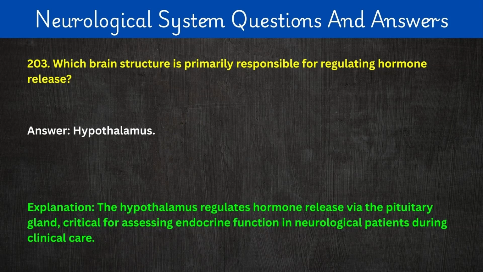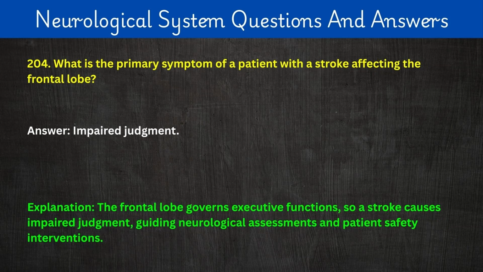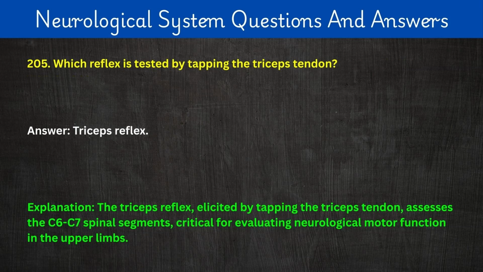204. What is the primary symptom of a patient with a stroke affecting the frontal lobe? Answer: impaired judgment. Explanation: the frontal lobe governs executive functions, so a stroke causes impaired judgment, guiding neurological assessments and patient safety interventions.